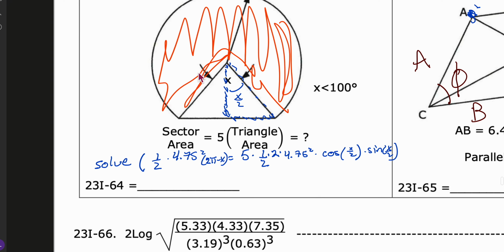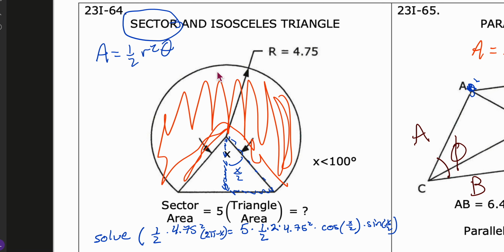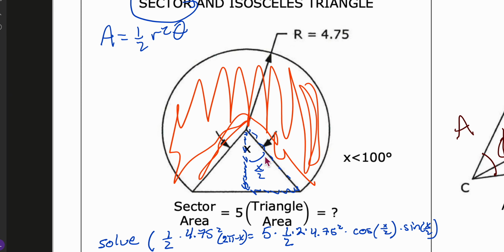Alrighty. Well, they tell us that the area of this sector in orange is going to be 5 times the area of that triangle. Because we're really interested in this angle right here, let's make sure that we set up our triangle with this angle in reference. When working with isosceles triangles, 2 sides are going to be equal to each other, and the strategy is to cut it in half to work with a right triangle. So this right triangle is going to have an angle of x over 2, and we know the radius.